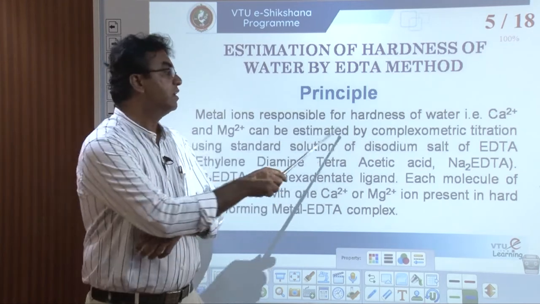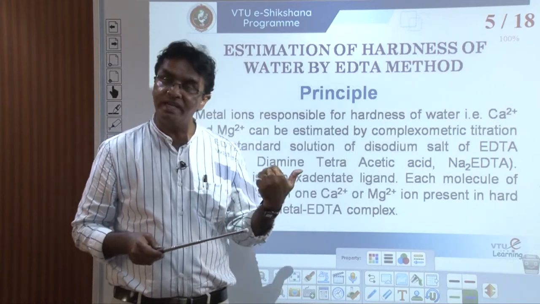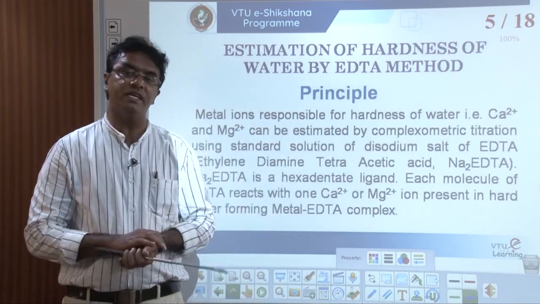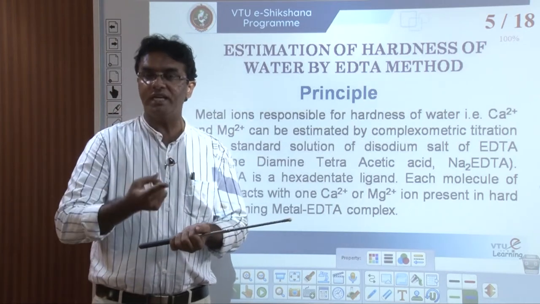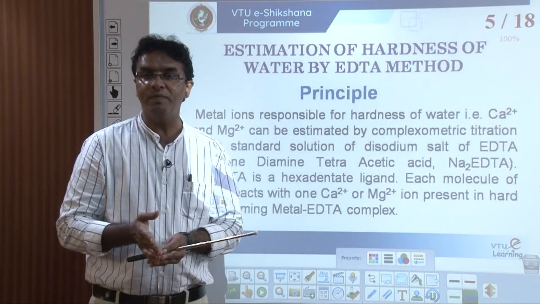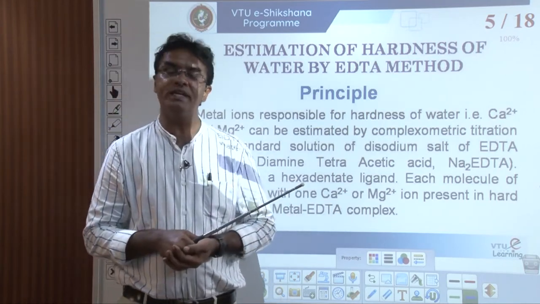Therefore, we call it complexometric titration. So, we find out the end point by carrying out this titration of hard water versus EDTA, and during this titration the complex is being formed between the metal and the EDTA, therefore we call it complexometric titration.